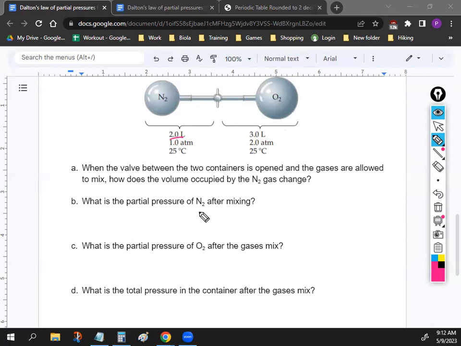Yeah, 5, because it starts at 2, right? This is nitrogen. And then it's allowed to spread out, and it spreads out all the way here too. This other side is 3 liters. So the new volume of the nitrogen is going to be 5 liters. That's it. That's part A. The gases mix, it spreads out, and so it'll take up the space of the entire container, which is 2 plus 3.